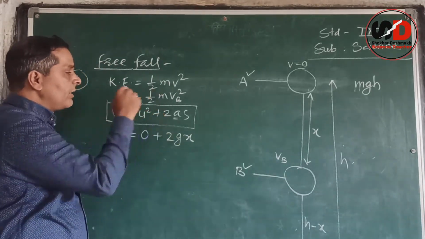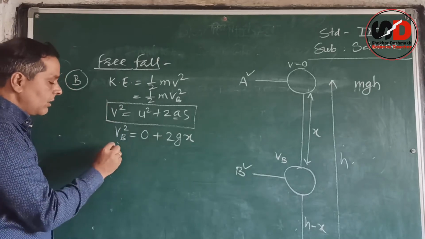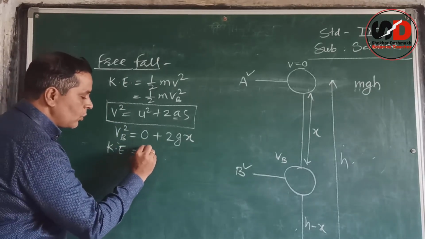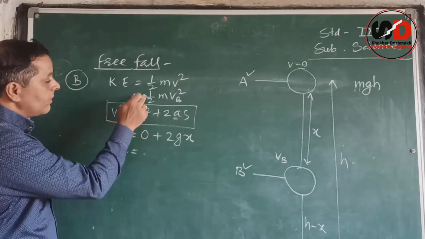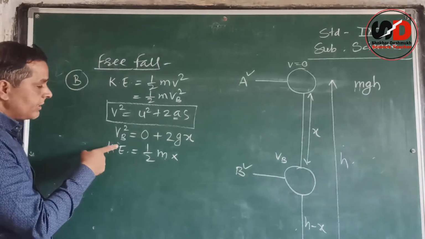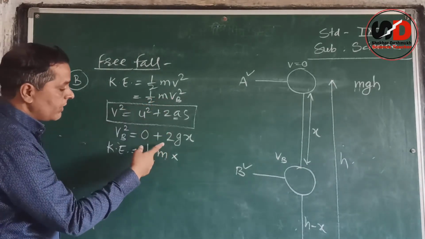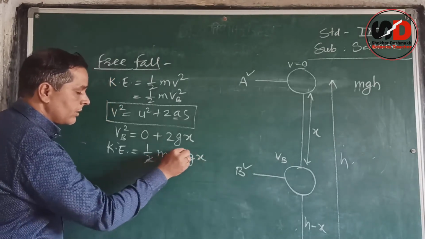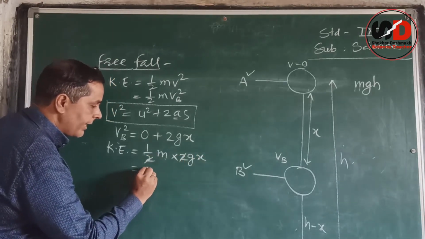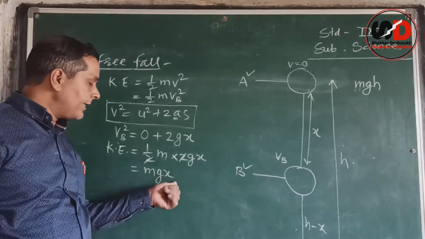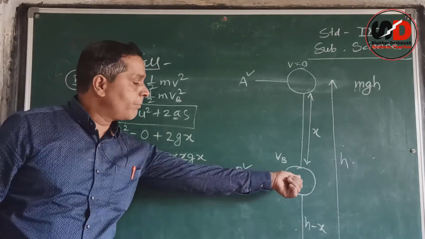So put this value in the kinetic energy equation. Kinetic energy is equal to half m into vb square, into 2gx. The 2 and half get cancelled, so we get mgx. It is the kinetic energy at point B.